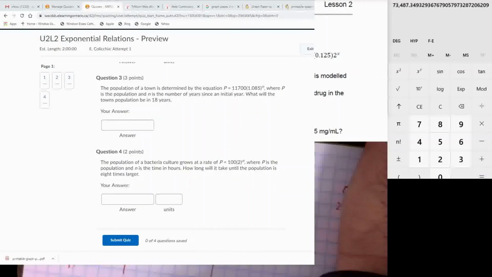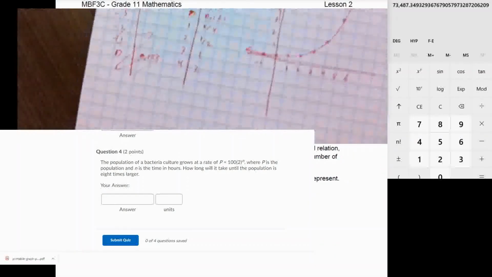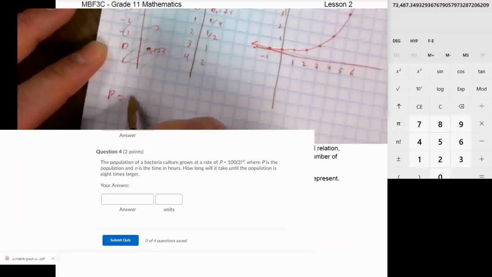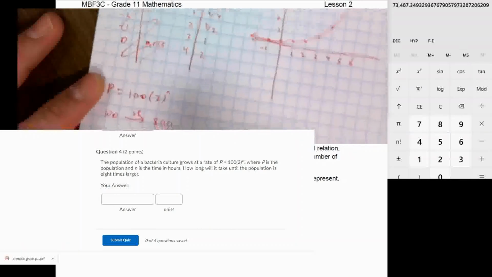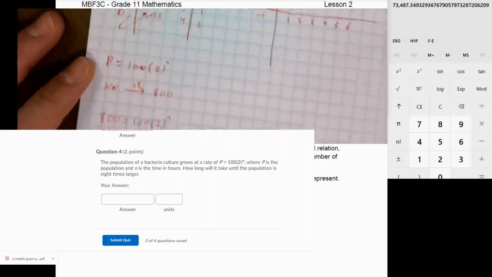let me just move this around so that we can see. For this question, what we need to figure out, if our population is determined by this, and we have to find out when it's 8 times larger, well, our initial population is 100. 8 times larger would be 800. So I basically need to solve this equation. And I need to solve that for n.